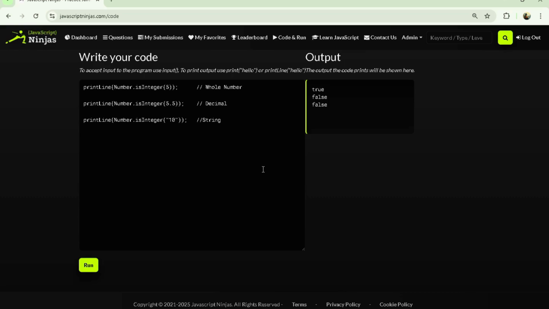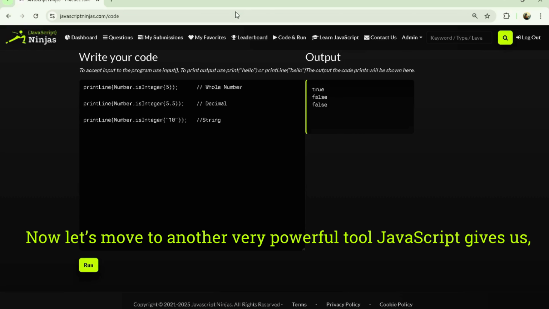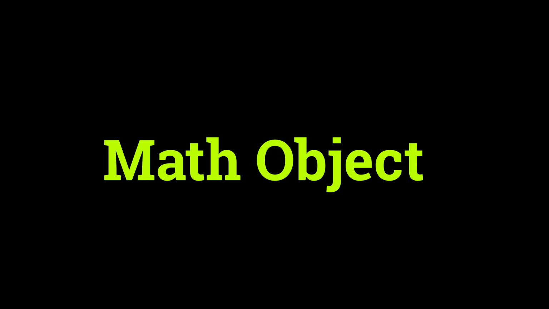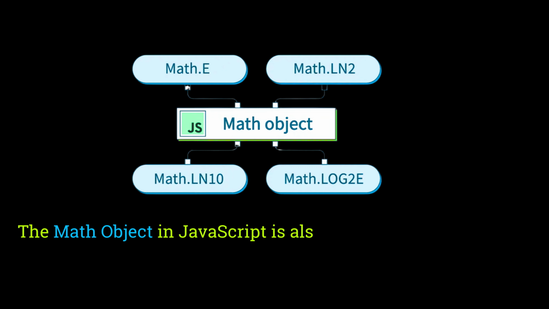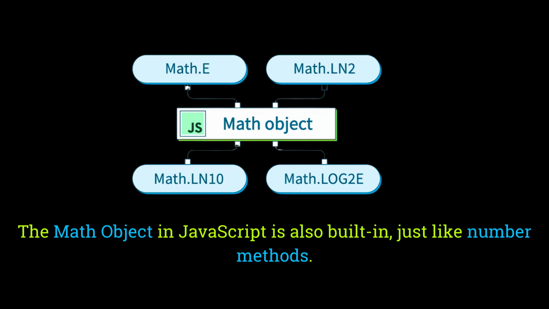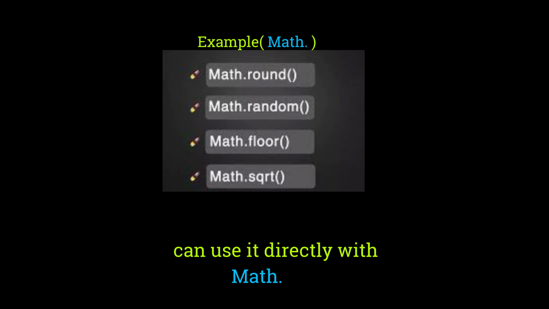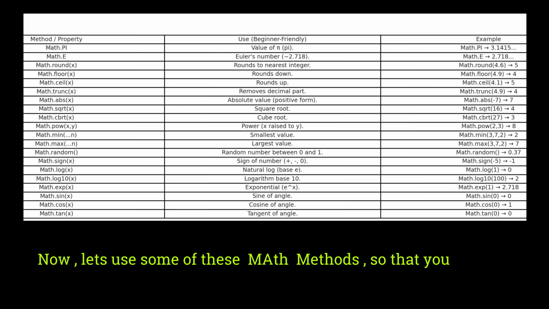Now, let's move to another very powerful tool JavaScript gives us, and that is the Math object. The Math object is also built in, just like number methods. And the best part is you don't need to create it yourself, you can use it directly with Math. Now let's use some of these Math methods so that you will be comfortable with them.